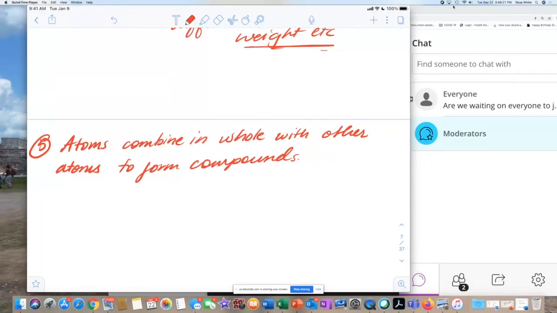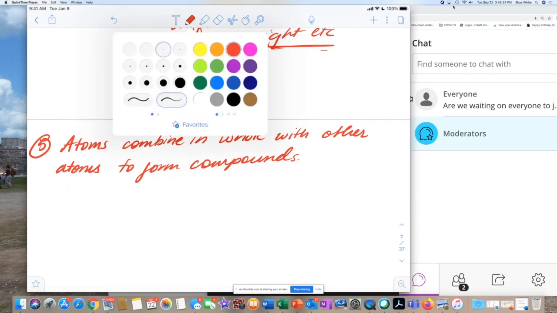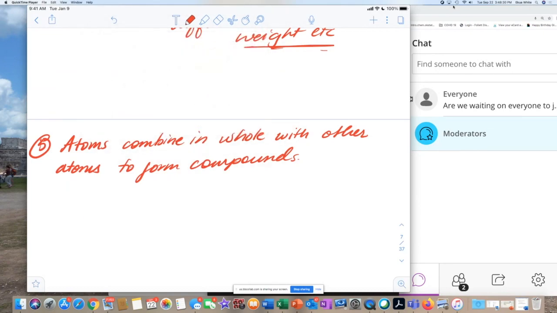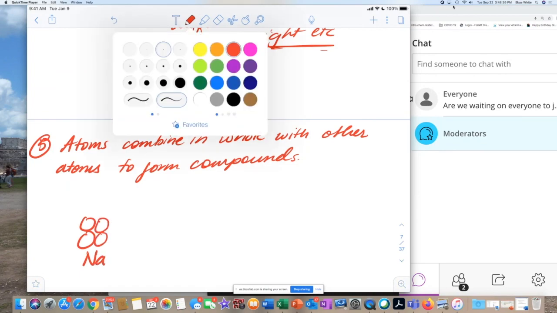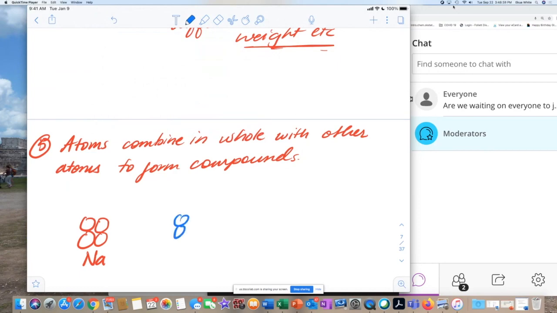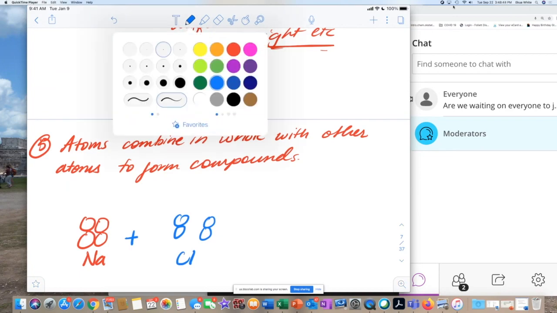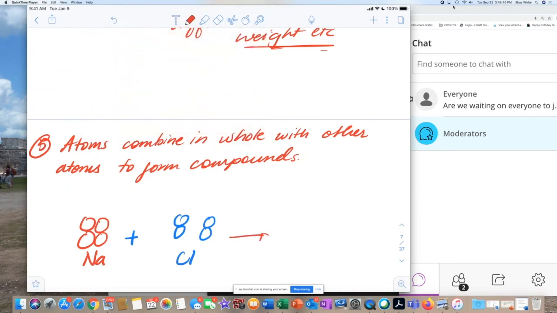So I'm trying to think of some atoms I should pick. Let me pick sodium and chlorine. You have sodium, usually a metal, combined with chlorine, usually a gas, and together we get sodium chloride.